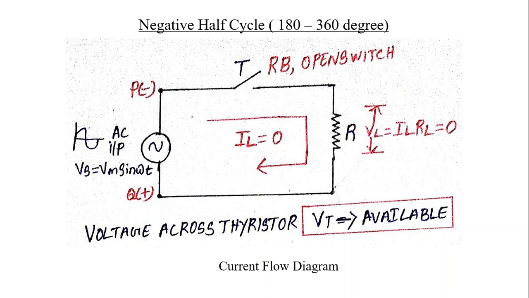When we give a gate pulse to the thyristor, it also remains in the off state because of reverse biasing. So this time IL does not flow, so IL is equal to 0. The voltage across the load VL is equal to IL RL, which is also 0. This time the voltage across the thyristor VT is available because this time the thyristor is an open switch, so the thyristor has some voltage.